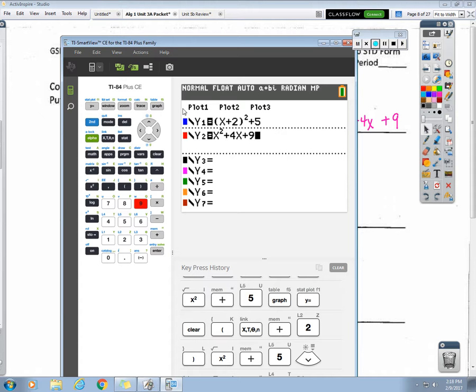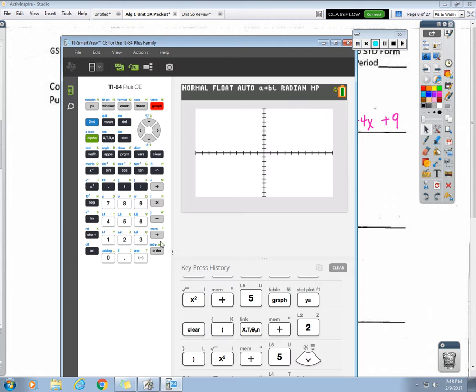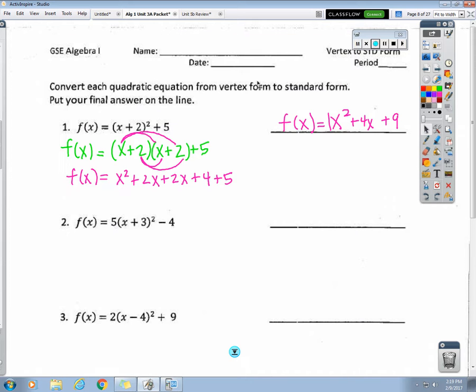And now watch. When I graph them, the first one will graph in blue, and then the second one will graph in red. Blue, and then all of a sudden it became red. That means I did it right because it makes the exact same parabola. Remember, these are the exact same equations. They're just in different formats. Kind of like 1/2 and 0.5 are the exact same number, just two different ways to write it.